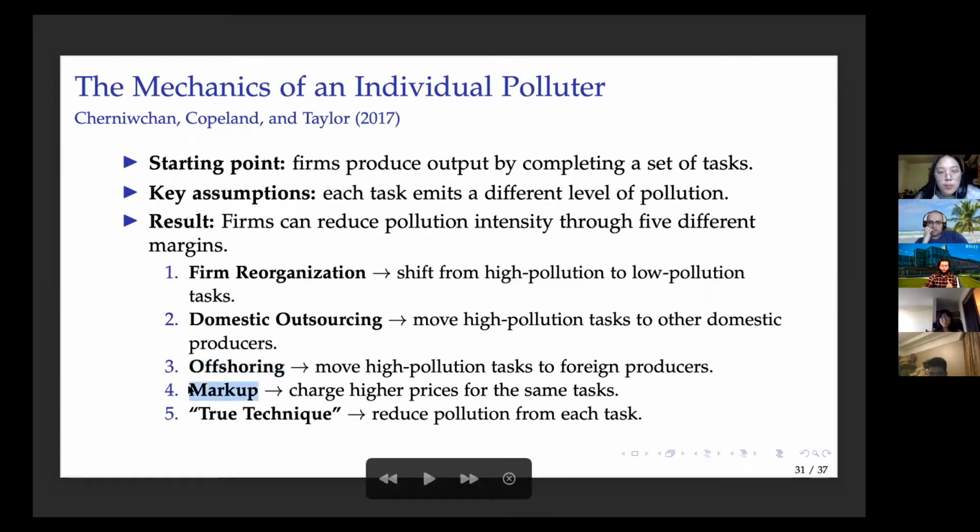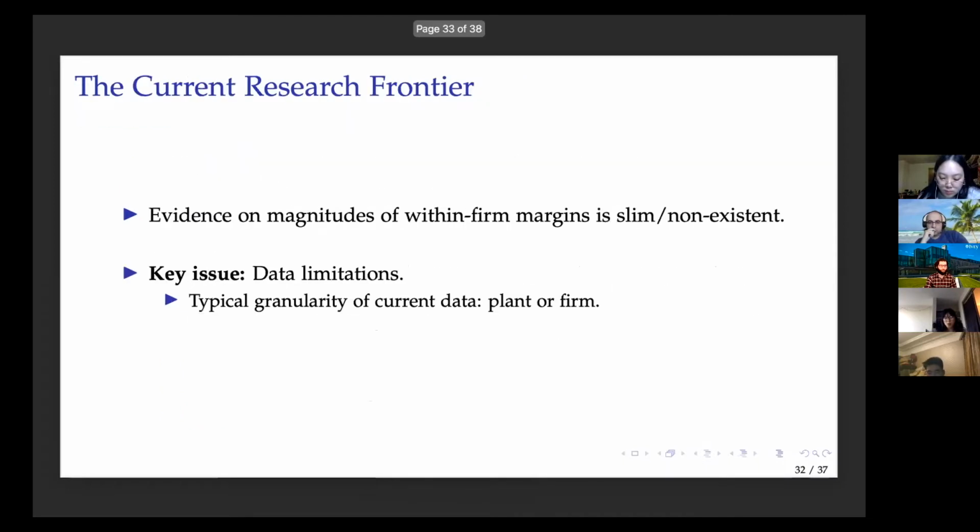There's also a markup effect. Because we're measuring pollution intensity in per dollar terms, if we change the price we charge for any given task, this would make it look like we're actually cleaner. And then the last is what they call a true technique effect. So this is really the core of technological changes. If for some reason we can become cleaner with the way we perform a given task, this will be a source of this process effect.